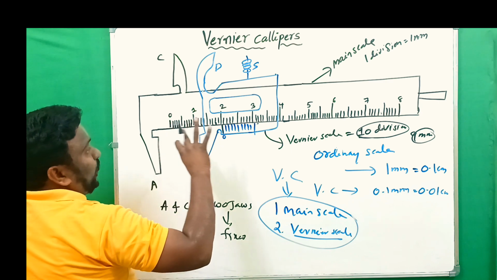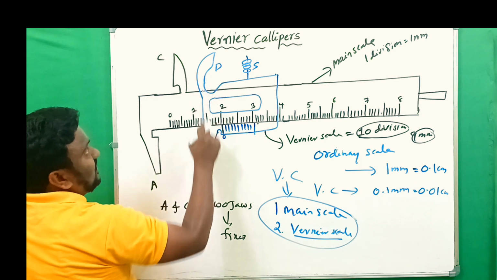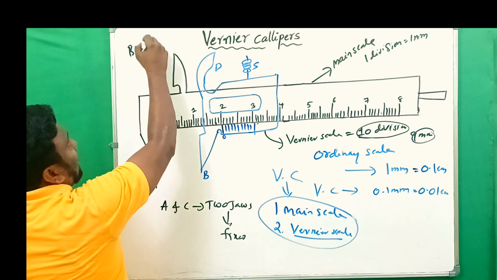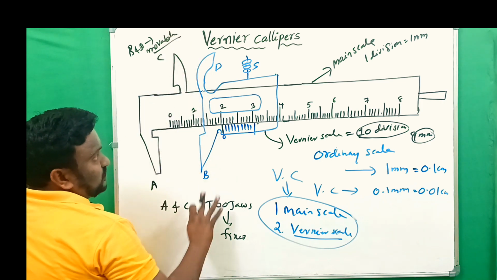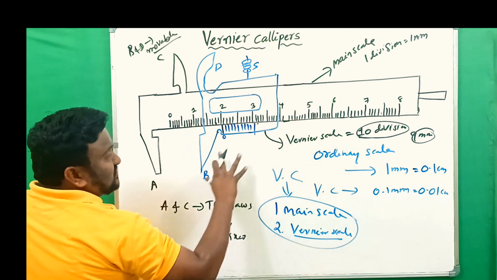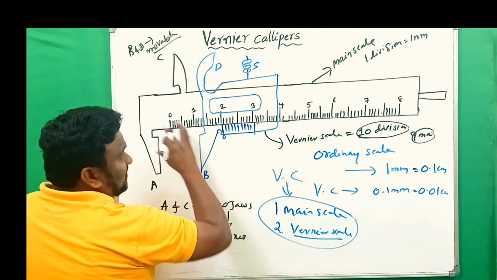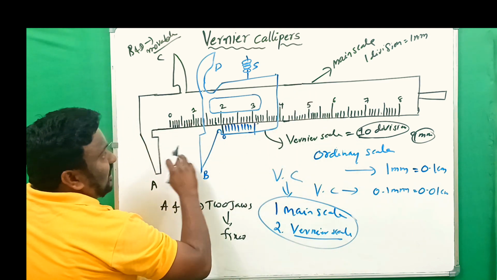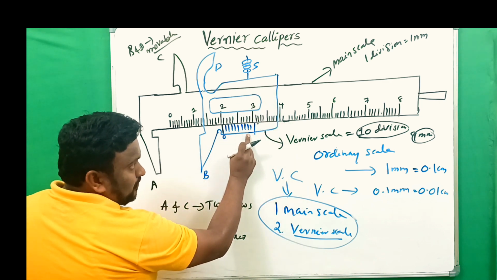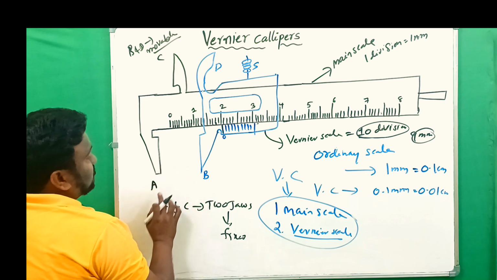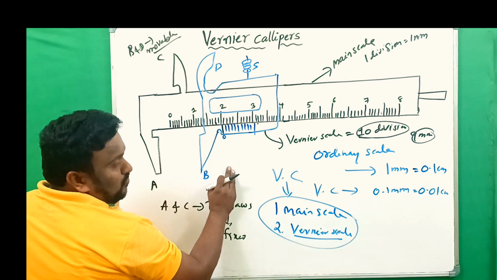Clear? Again, in this diagram you can observe B and D. These two are movable jaws. So this is simply about the structure or design of the vernier calipers. The vernier calipers consists of one main scale calibrated in millimeters, and the vernier scale consists of 10 divisions. In this diagram A and C, these two jaws are fixed, and B and D are movable.